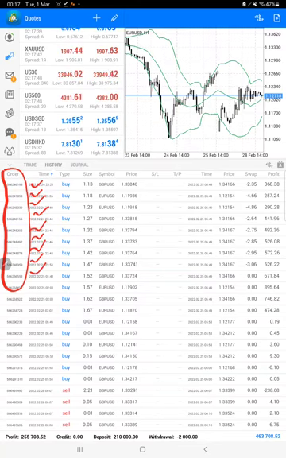The current profit is $255,000 right now. Here is the current balance, which is $463,000. So if you are also willing to get the same profit on your account, ask us for the connection and get the same trade.